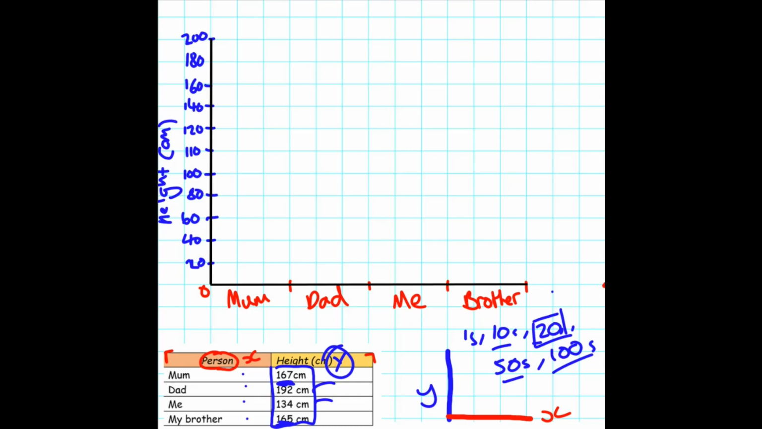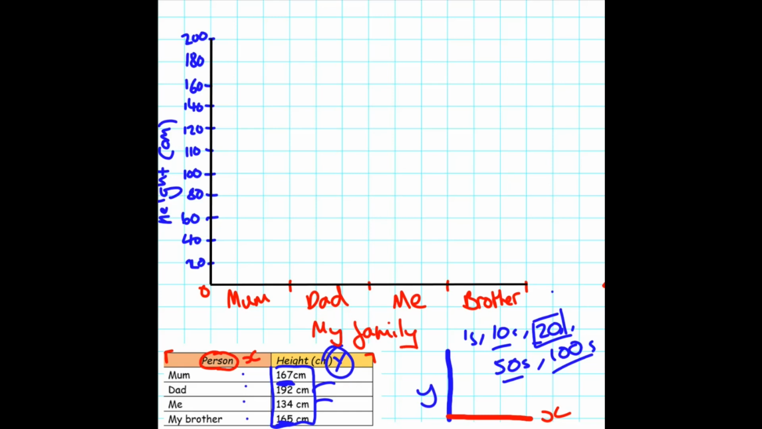Great, okay, so we've got our x-axis all labelled up, we've got our y-axis all labelled up, with a title. I didn't put a title on the x-axis, so let's do that now quickly. So that should be, it could be anything. You could have people, you could have members of family, my family. Done.